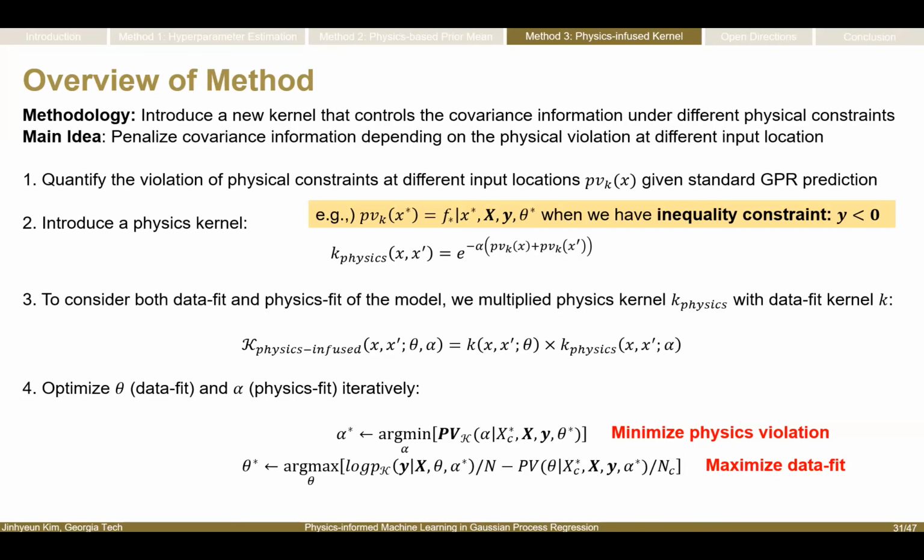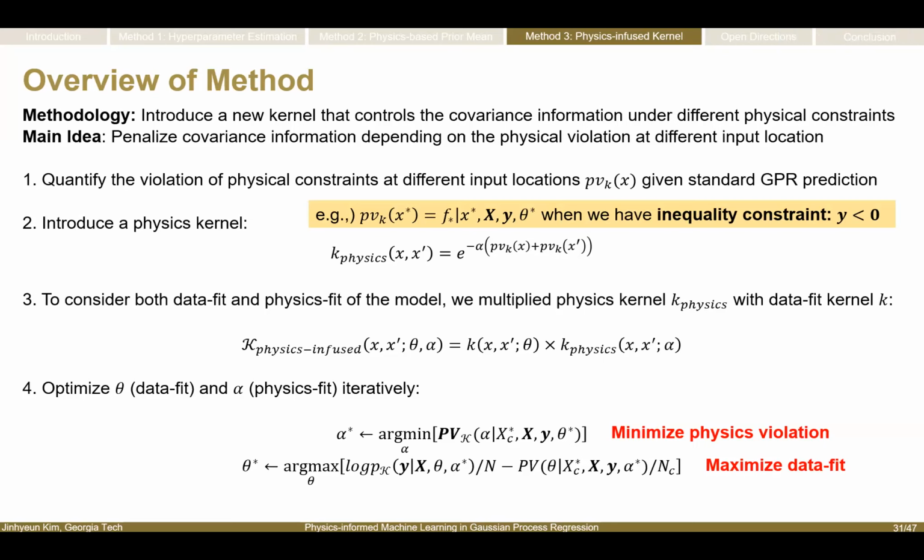So what is that function? P is another variable. PV is a function. We have one hyperparameter alpha, and PV can be calculated given standard GPR prediction. So how did you calculate PVK? For example, if it is an inequality constraint given in the yellow box, we can just simply set the output of prediction.